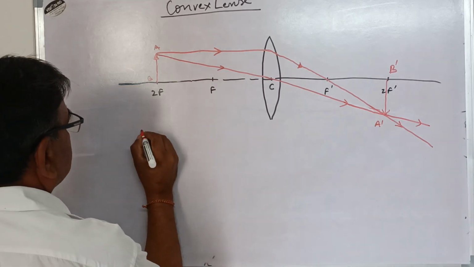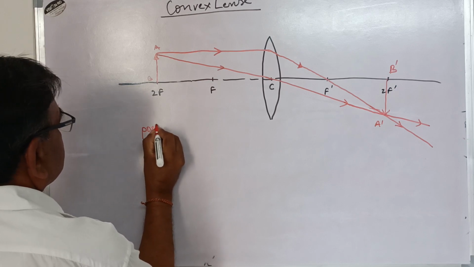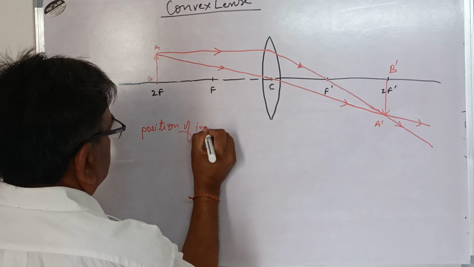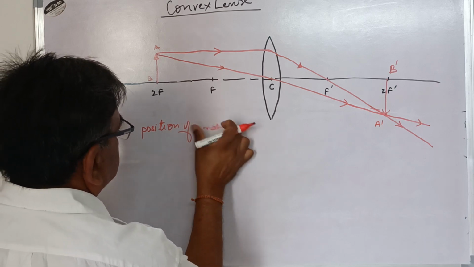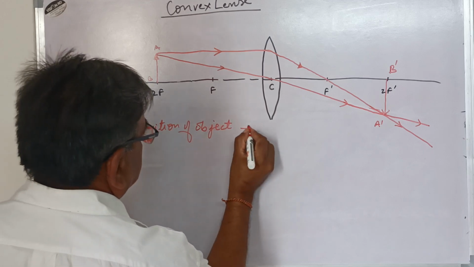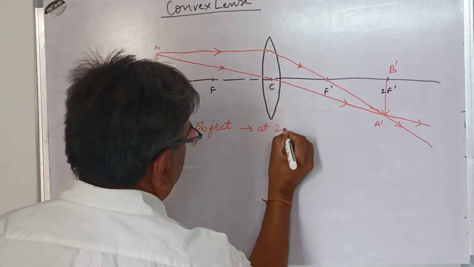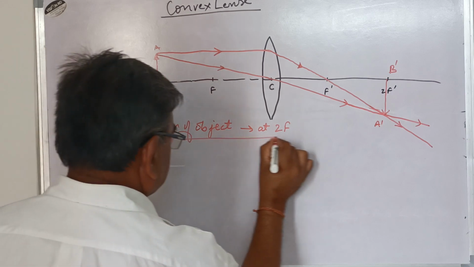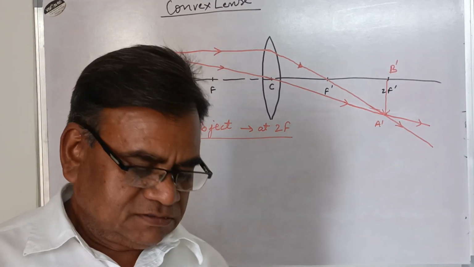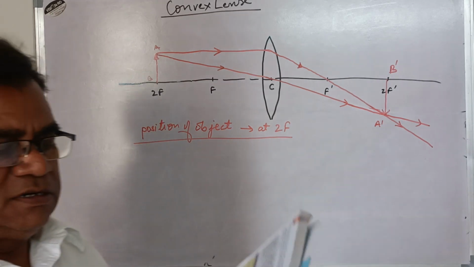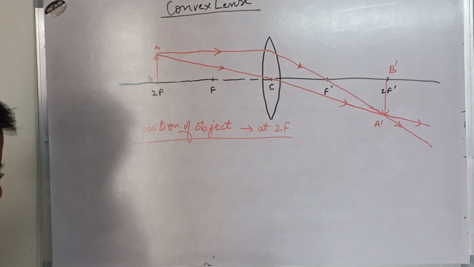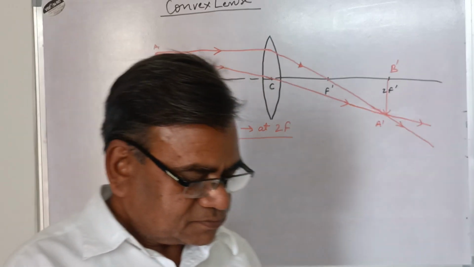The position of object will be at 2f, as per requirement of image. Image should be real, inverted and same size. Okay, very simple question. Now question 2.